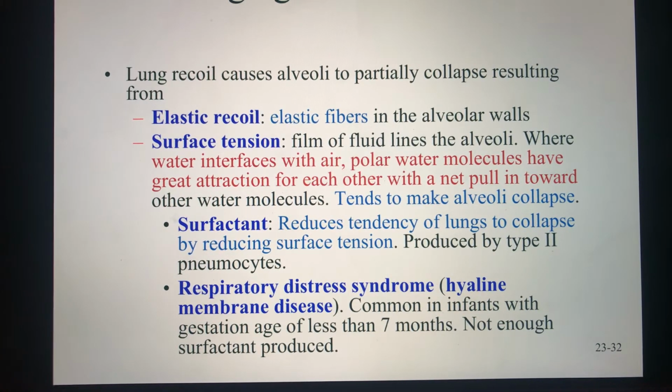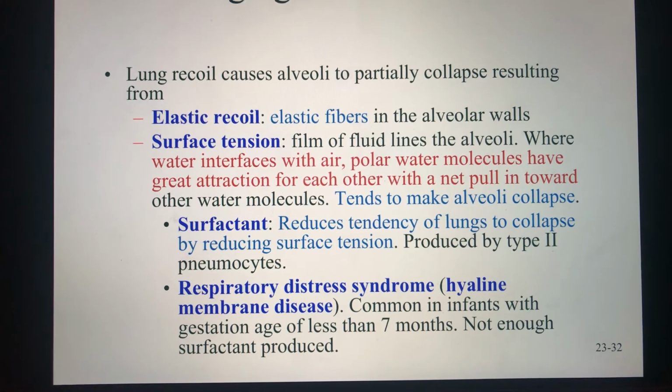Now, unlike a little balloon, we cannot stretch our alveolar cells. So to decrease the surface tension, we produce something called surfactant. Surfactant is produced by a specific type of cells in our lungs called type 2 pneumocytes. These type 2 pneumocytes are going to produce surfactant, and surfactant is going to decrease the surface tension, making it easier for your alveolar cells to inflate.